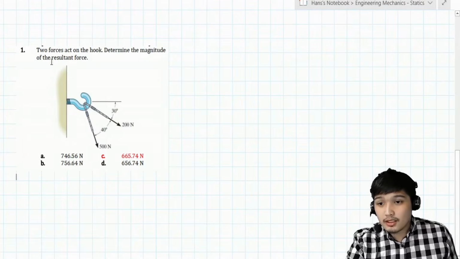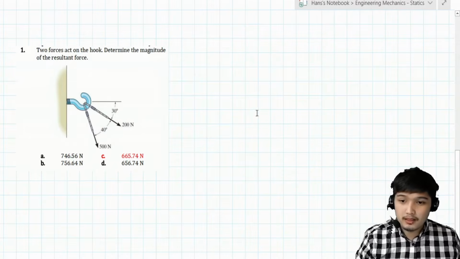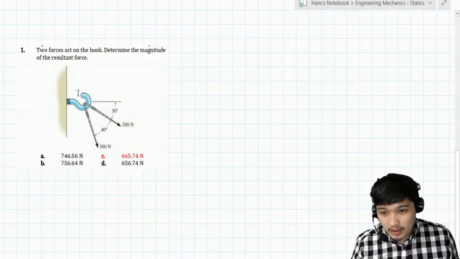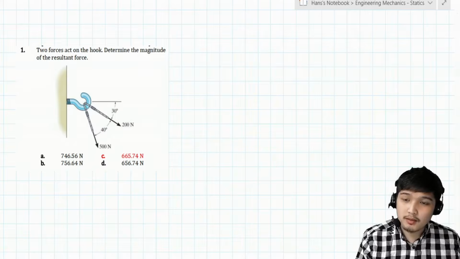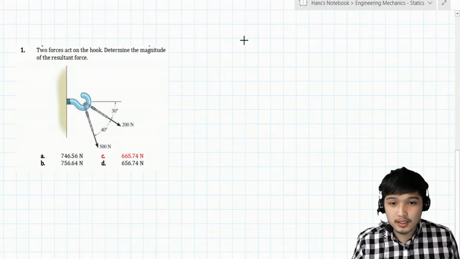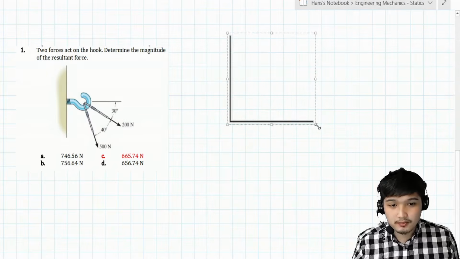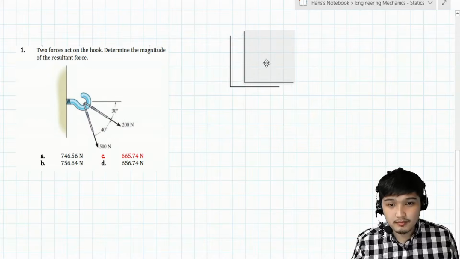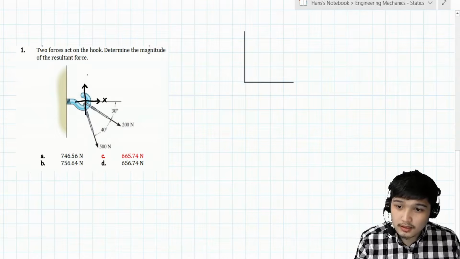Okay, so dito. Two forces act on the hook. Determine the magnitude of the resultant force. Okay, so dito sa drawing na to, hindi siya scaled kasi makikita mo, magkasing haba lang yung 200 saka yung 500. So, kung gusto mo siyang i-solve graphically, dapat scaled siya. So, wait lang. So, let's say, ito yung tawagin natin ano, no? Axis natin. So, ito yung X and Y.